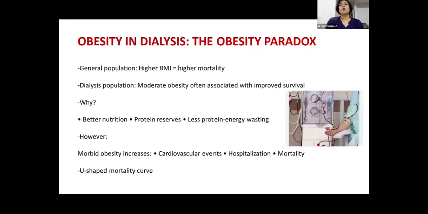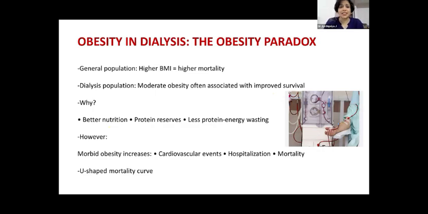Now a word on the obesity paradox, that is, obesity in dialysis. In the general population, higher BMI means higher mortality. But when you come to the dialysis population, moderate obesity is often associated with improved survival because of better nutrition, protein reserves, and less protein energy wasting.